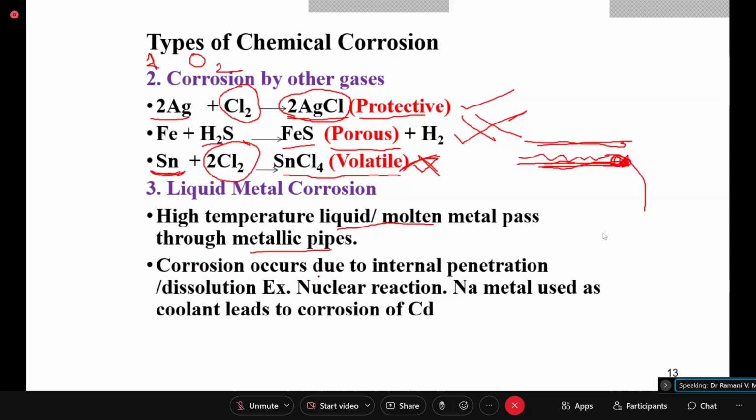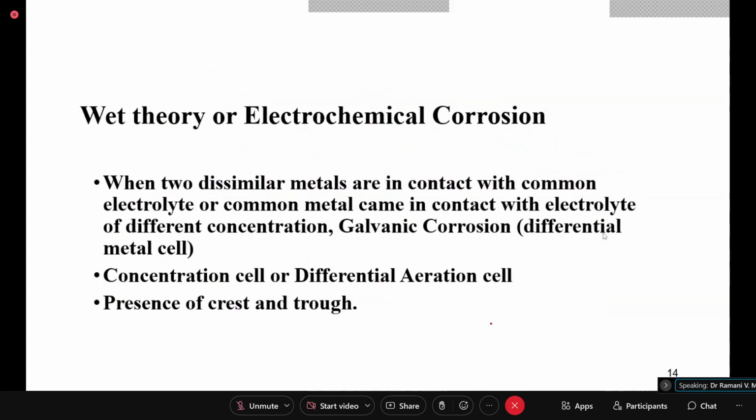Then corrosion occurs due to internal penetration and dissolution. Example, nuclear reaction: sodium metal used as coolant leads to corrosion of cadmium. So in nuclear reactors, if sodium metal is used as coolant, this coolant leads to the corrosion of cadmium compounds or the cadmium parts. And the next is the wet theory of corrosion. As I told you, I think I have discussed this also.